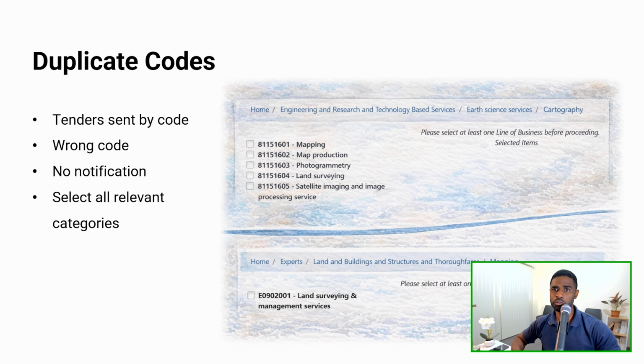Public entities and notifications use specific codes, and if you miss the right code but select another valid one, you may never receive the notification. That is why it's very important to select your line of business in every relevant category where it exists. And this can be a bit of a challenge at times.